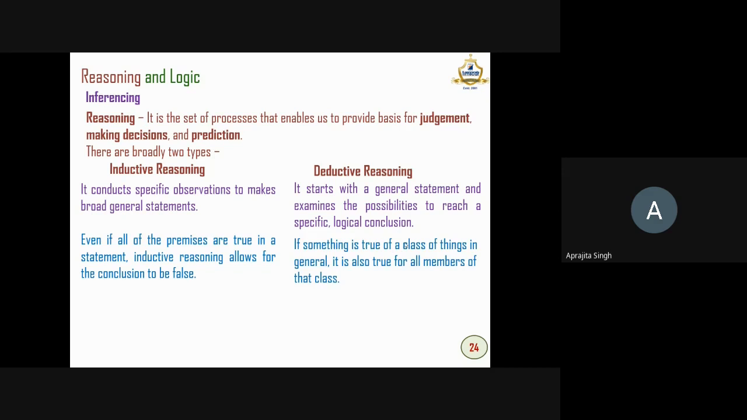In deductive reasoning, if something is true for a class of things, the complete class of fruits, you are saying that all fruits have seeds, then it is also true for a particular member. So it is also true for mango. Okay.